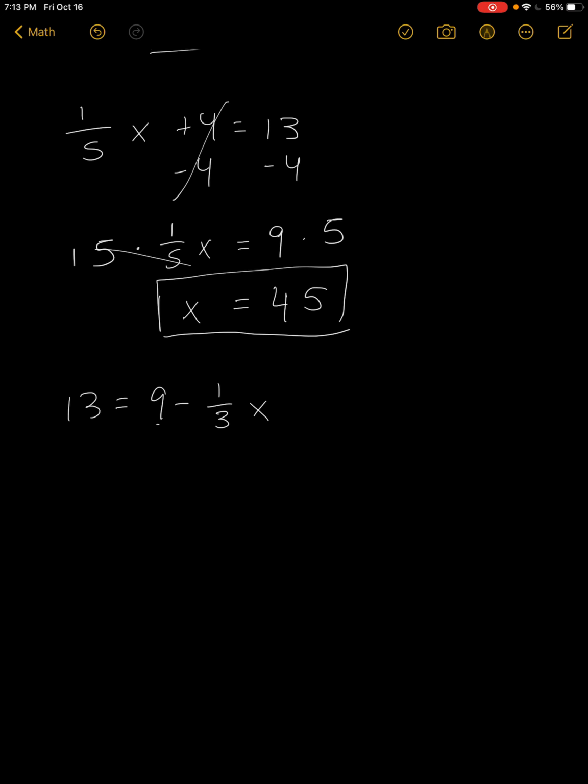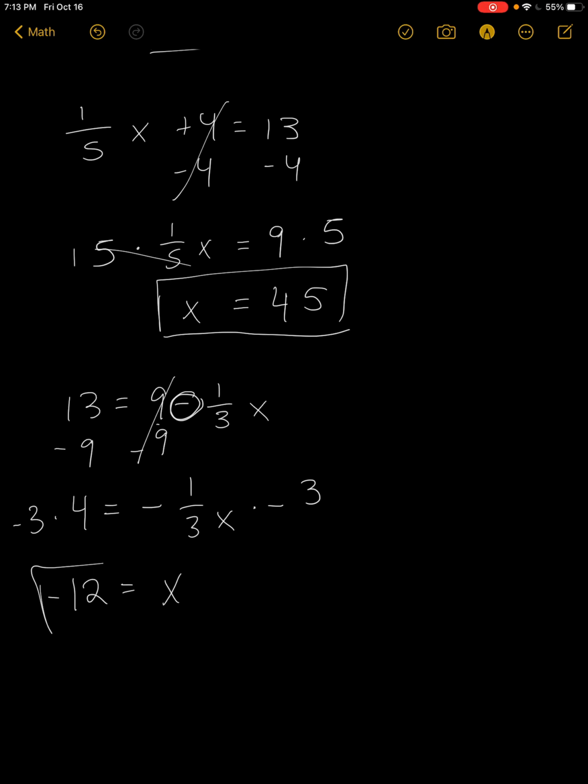Okay, so I want to get rid of this 9. So I'm going to subtract 9. 13 minus 9 is 4. There's still that subtraction, right? 0 minus 1/3 x, which is just negative 1/3 x. I want to get rid of this negative 1/3, so I'm going to multiply by the reciprocal, negative 3 over 1, or just negative 3. Negative 1/3 times negative 3 is 1, times x just gives me x, so x is negative 12.